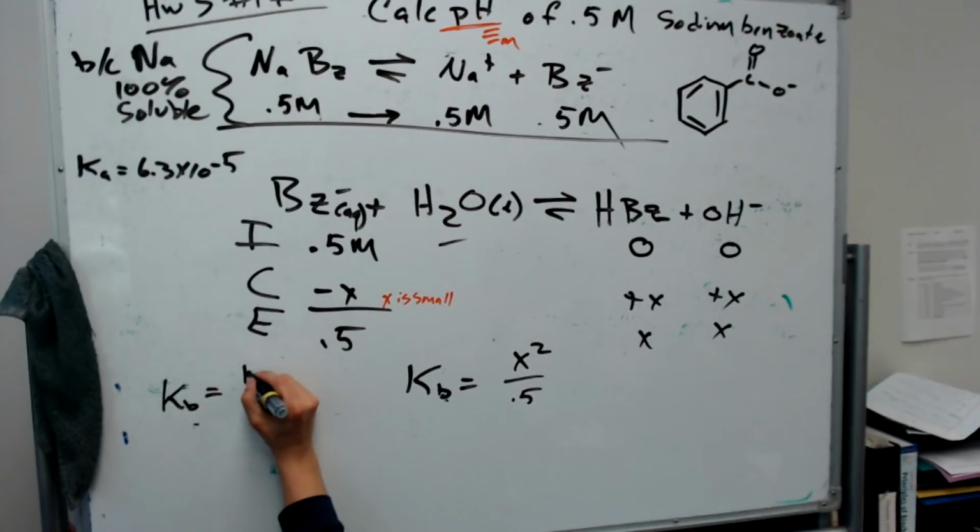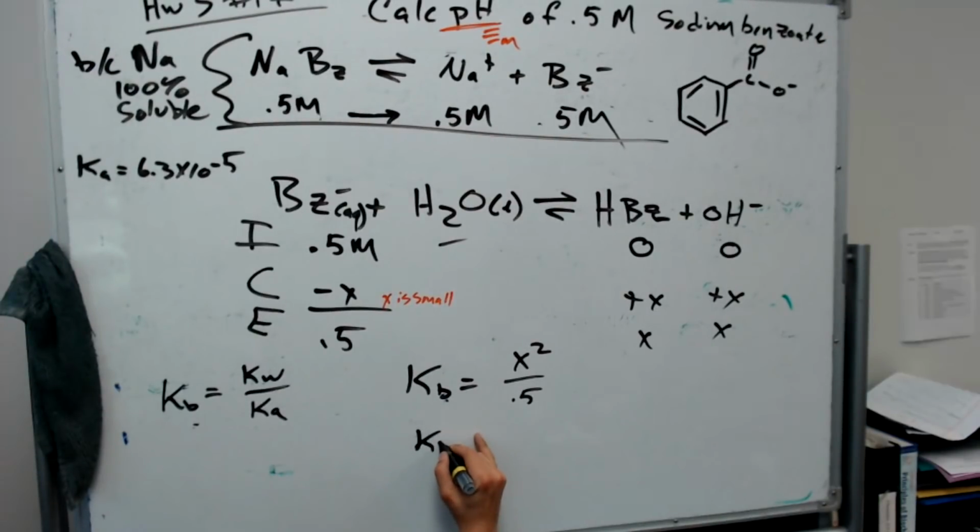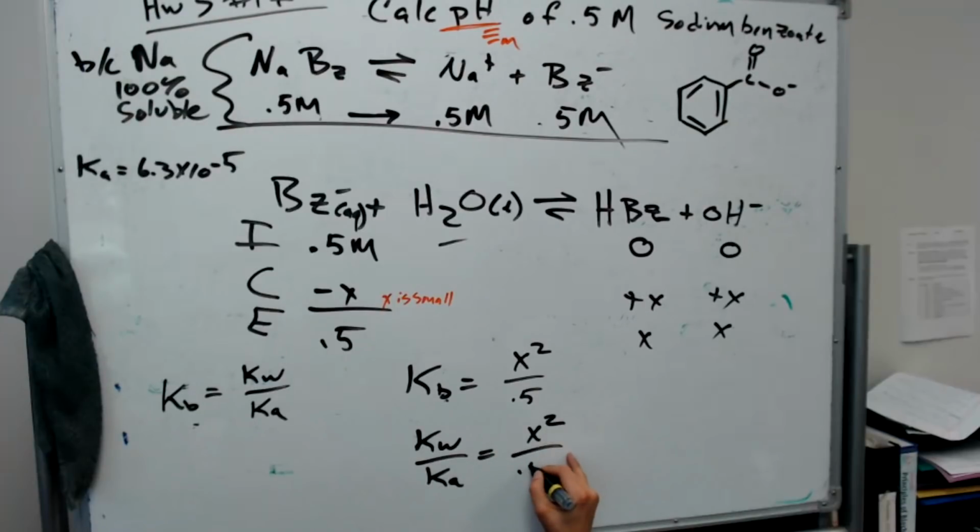Kw divided by Ka. So we can just plug that in. I can write down Kw divided by Ka equals x squared over 0.5.